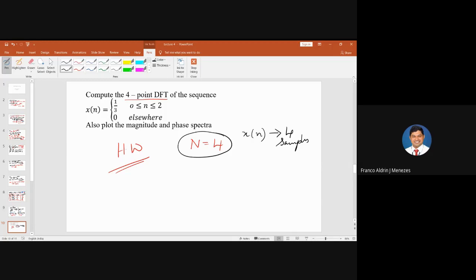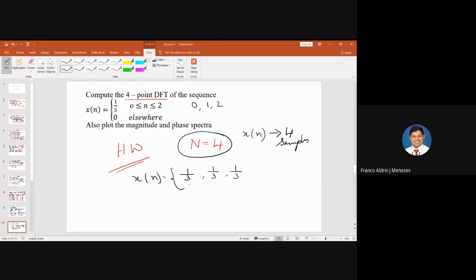Seeing this particular expression, x of n is given for n from 0 to 2, which is nothing but 0, 1 and 2. For these three values of n, the amplitude is equal to 1 by 3. So for n is equal to 0, the amplitude of x of n is 1 by 3. For n is equal to 1, the amplitude is 1 by 3. And for n is equal to 2, the amplitude is 1 by 3.